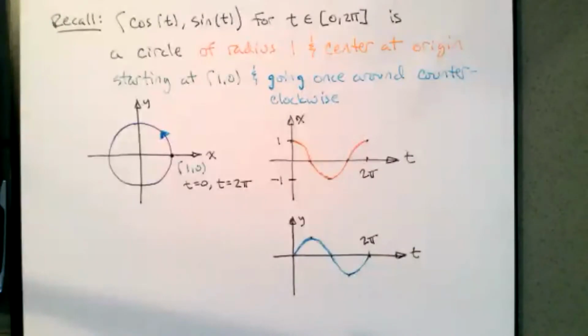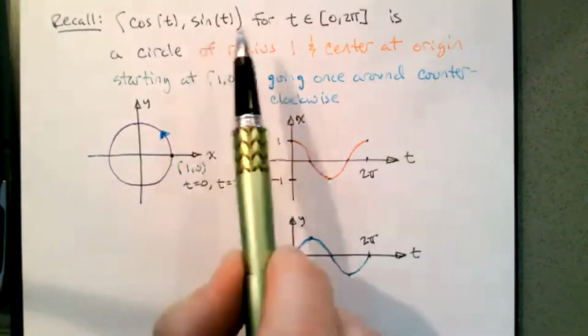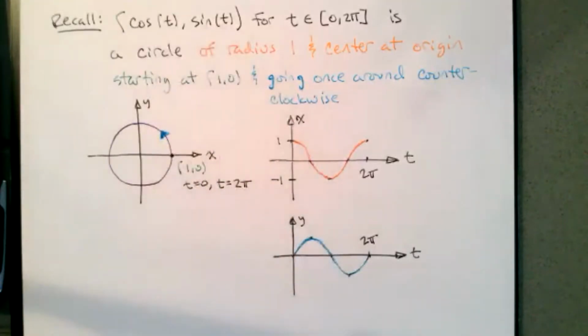So we want to be able to change aspects of this circle. Specifically, we want to be able to change the radius and the center. And we also might want to start at a different point. And we also might want to go around the other direction. So if we think about starting off at (1, 0), let's just change one thing. I'm going to trade my sine of t for a negative sine of t.